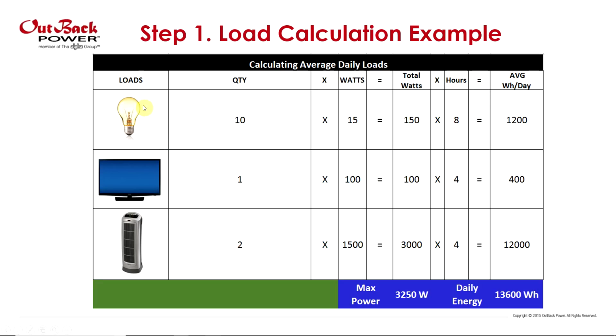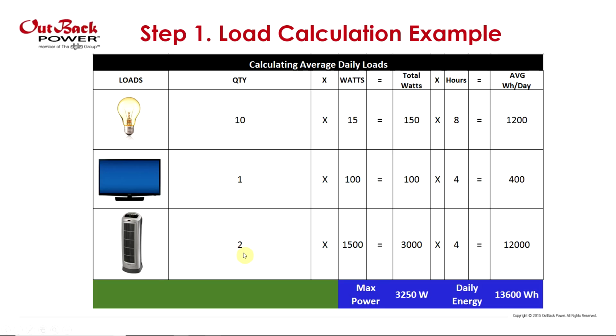We have our 10 light bulbs, each 15 watts. That gives us a total of 150 watts. We know that the light bulbs will be on for 8 hours a day, and that gives us 1,200 watt hours per day. Next we have 1 television, about 100 watts. We calculate that to be a total of 100 watts. It's running for 4 hours a day, which gives us 400 watt hours per day.